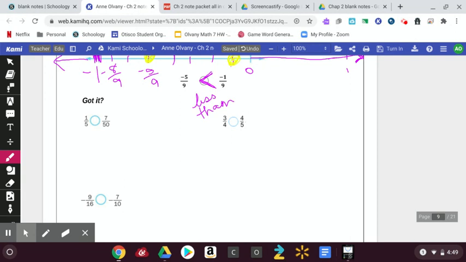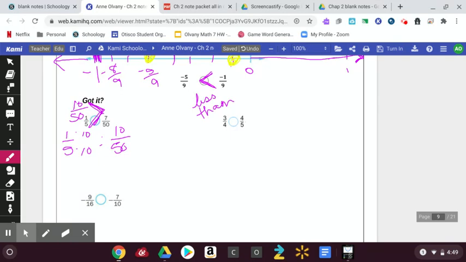So I'm going to change the denominator here to 50 by multiplying by 10. So I get 10/50ths. So 10/50ths is here. 10/50ths is definitely greater than 7/50ths. So 1/5 is greater than 7/50ths.